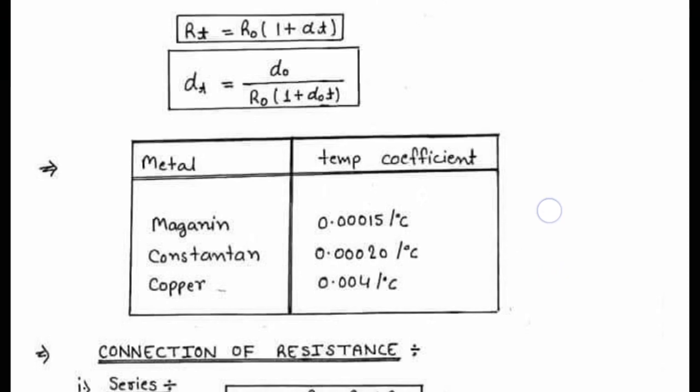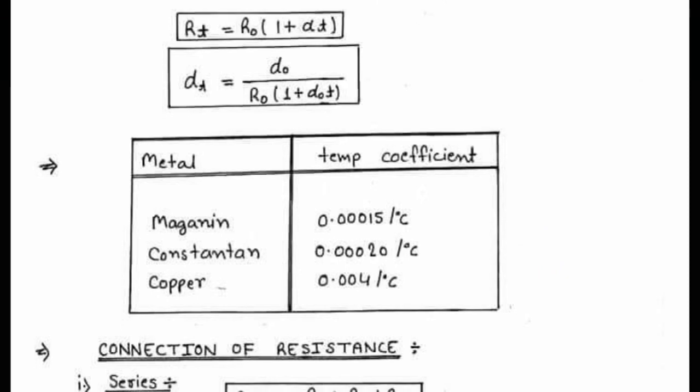Let us see the metals and their temperature coefficients. Manganese has a temperature coefficient of 0.00015 per degree. Constantan has 0.00020. Copper's temperature coefficient is 0.004. It is very important to remember these temperature coefficients also.